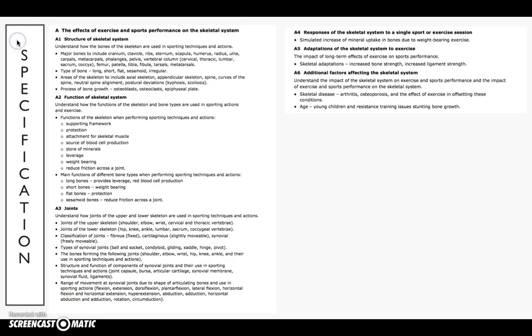This is exactly the same setup we've done before. We're now just looking at responses, adaptations and additional factors, which are here. Again, you can come back to this in your own time and see, all right, I didn't quite get that, I need to work on this, for example, the functions of the skeletal system, or I need to remember the memory method that we used for areas of the skeleton, for example, cute teddies love some cuddles, so spines, curves of the spine, etc.